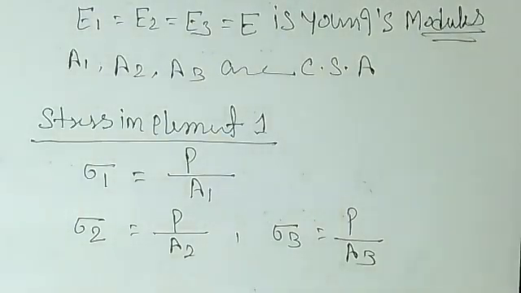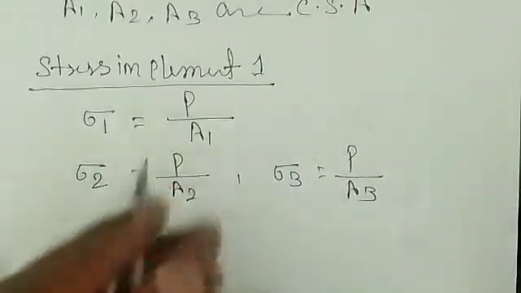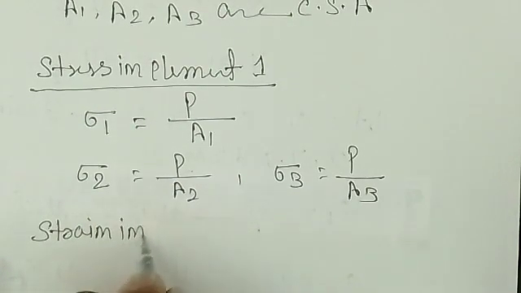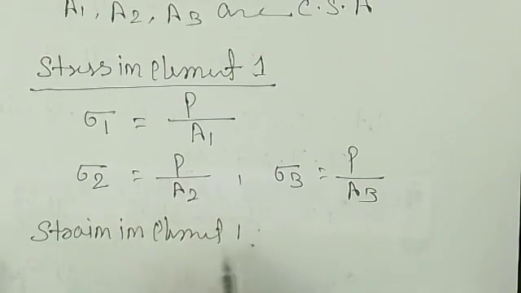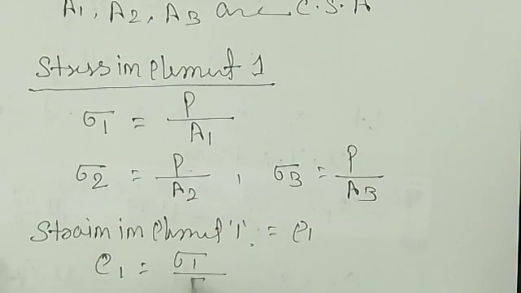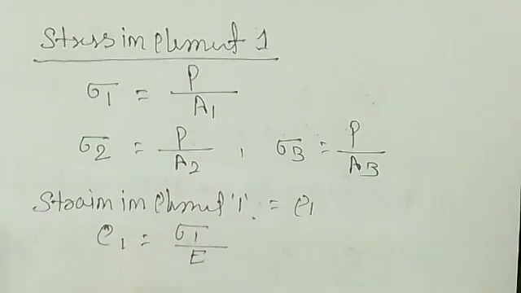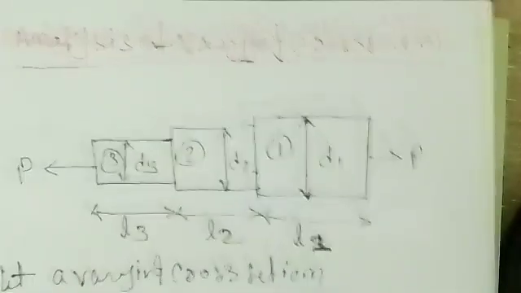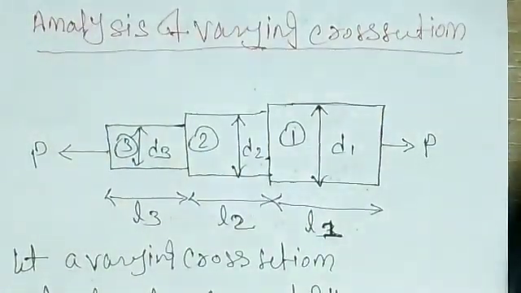Now we can find the strain. Strain in element 1 is E1, and E1 is equal to sigma 1 by E, right? So sigma 1 is P by A1. So now E1, E2, E3 we calculated. Okay, only E1 we calculated, right?